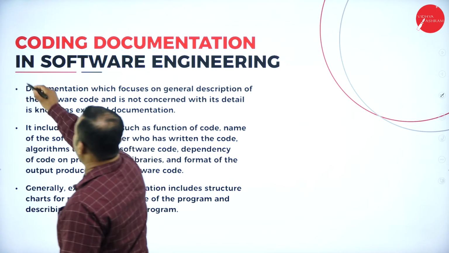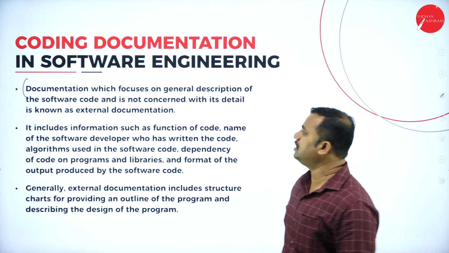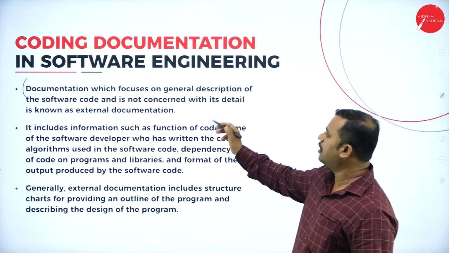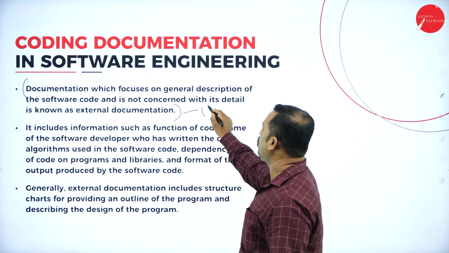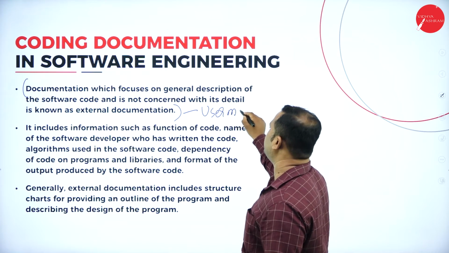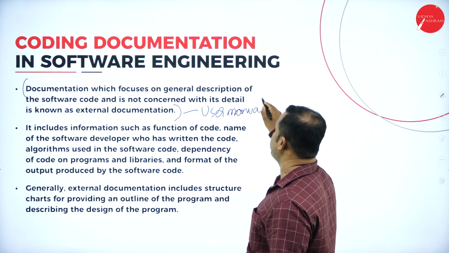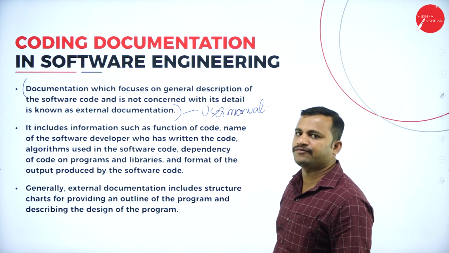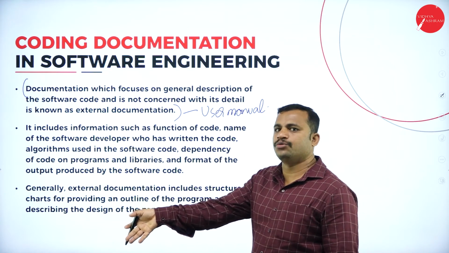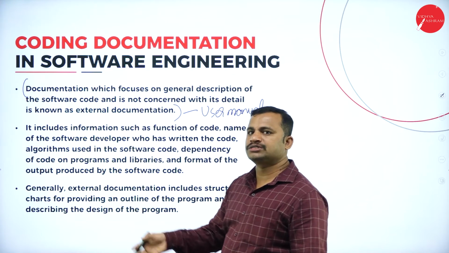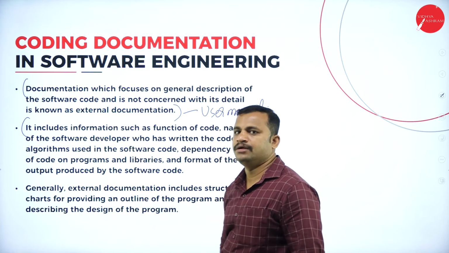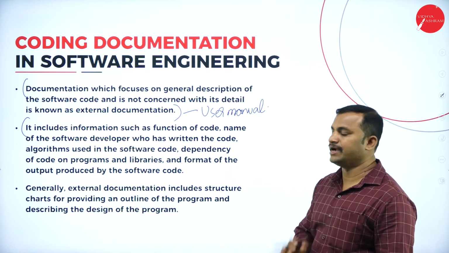Then documentation which focuses on a general description of the software code and is not concerned with its detail is known as external documentation, also called a user manual. It does not describe anything about the functionality of the code segment. What is the logic written over there is not at all described in the external documentation, because it has to be simple, readable and understandable to the user.